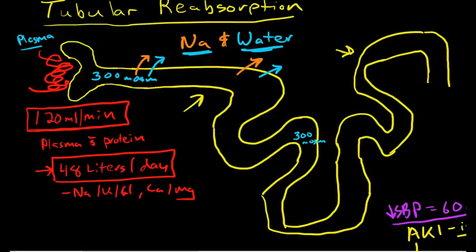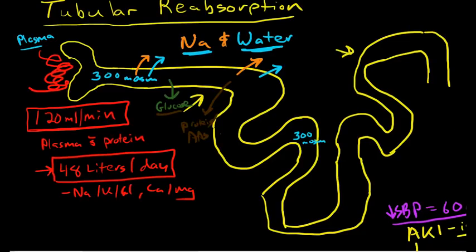Other things that are very actively absorbed in the proximal tubules include glucose, and proteins are absorbed by pinocytosis, proteins and amino acids. Now, glucose and proteins are absorbed so quickly in the proximal convoluted tubule that in normal kidneys there is no glucose or proteins by the time you get to the loop of Henle. So these are completely reabsorbed only in the proximal tubule.